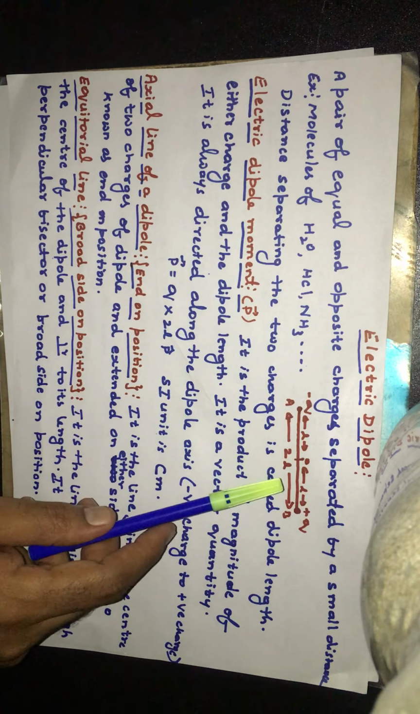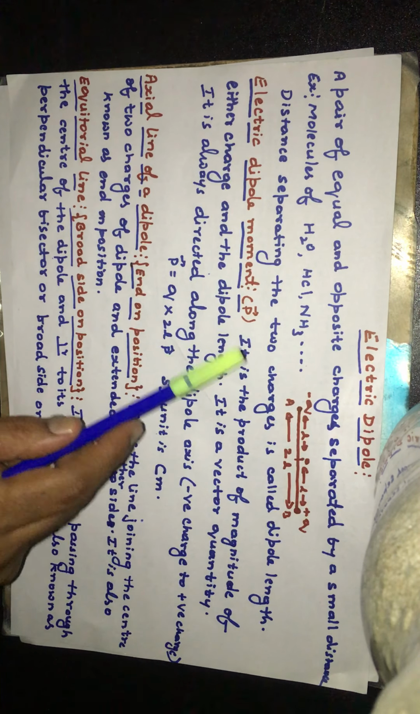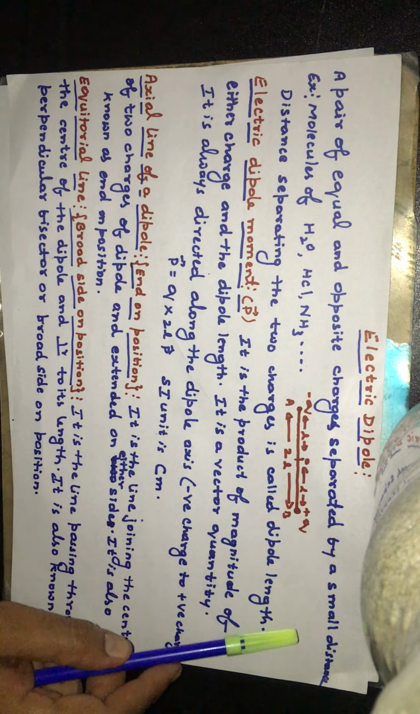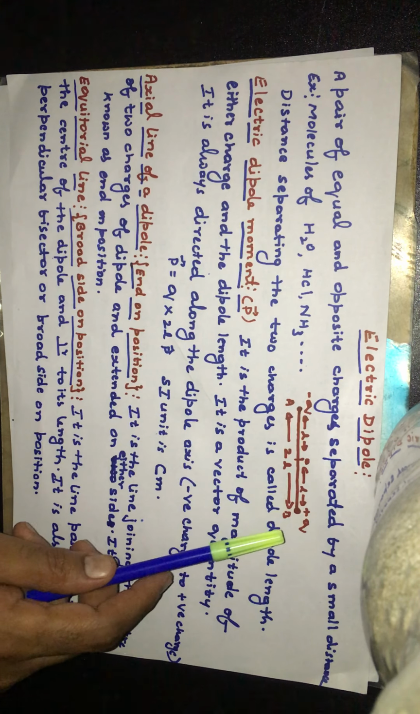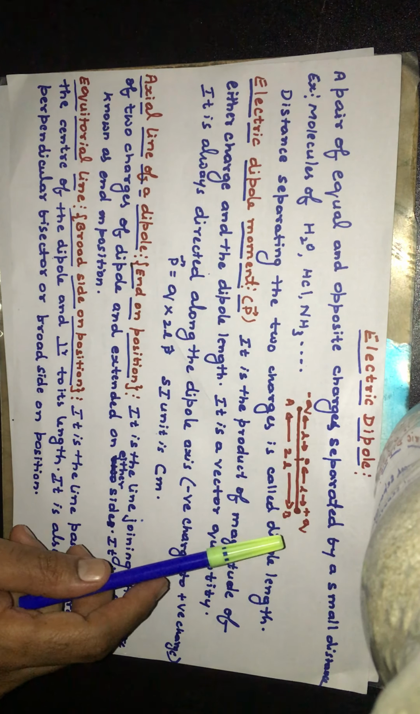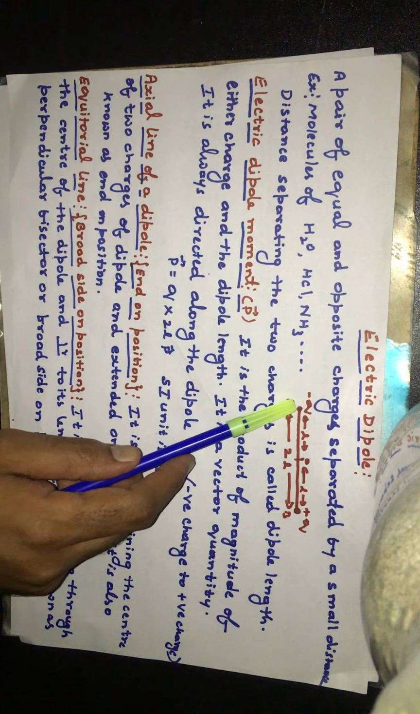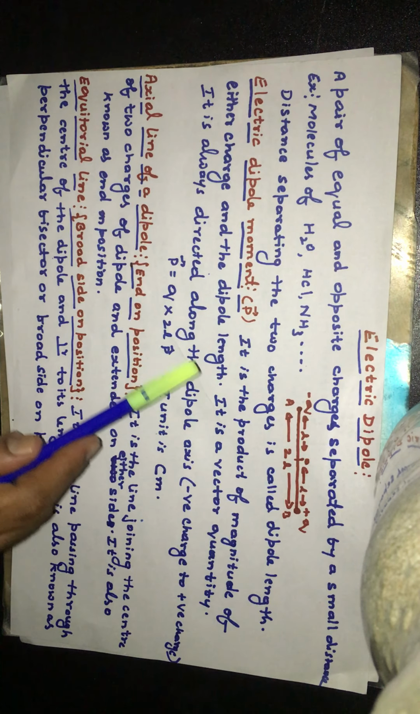O is the center of the line joining the two charges. In fact, this straight line passing through the two charges is called the dipole axis, and by convention, it is always directed from the negative charge towards the positive charge.